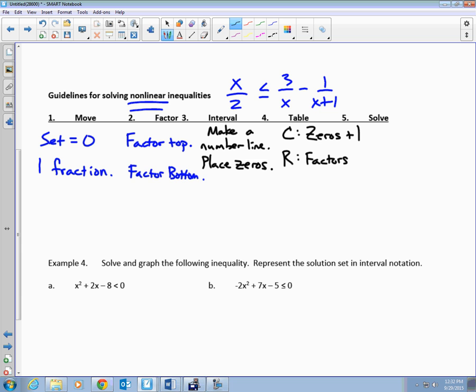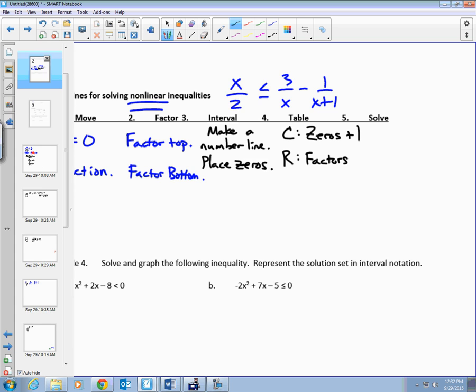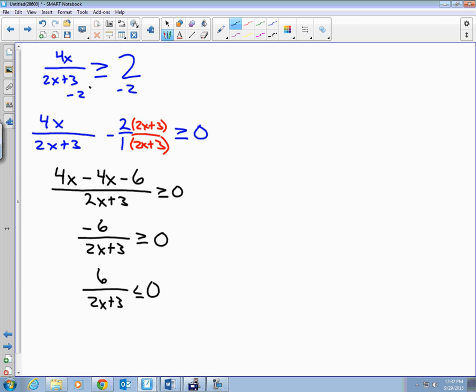We're going to do those two steps. We're going to make a number line. We're going to put our zeros on top, and we're going to make a table: the number of zeros plus 1 for columns, and the number of rows is the number of factors. So let's do that. Make a number line.